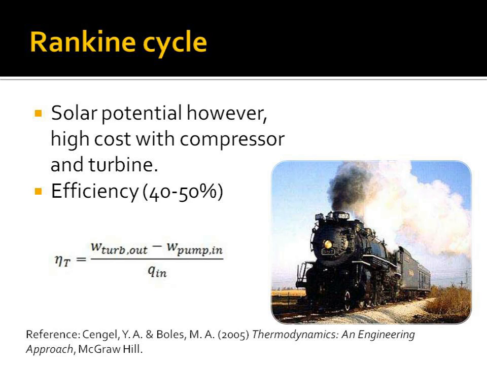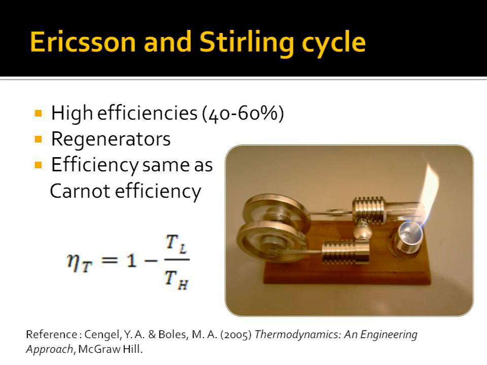So I suggest for any future theses in this area, that the Rankine cycle is definitely a cycle to look into. The efficiency of the Rankine cycle is between 40 to 50%, and the efficiency is proportional to the efficiency you can achieve with your turbine and your compressor.